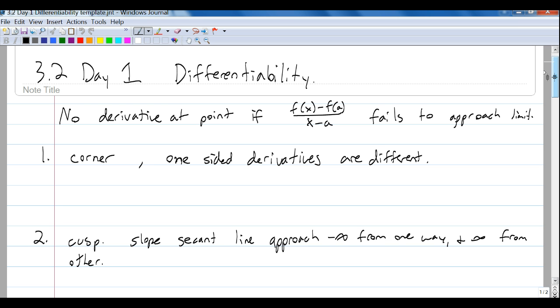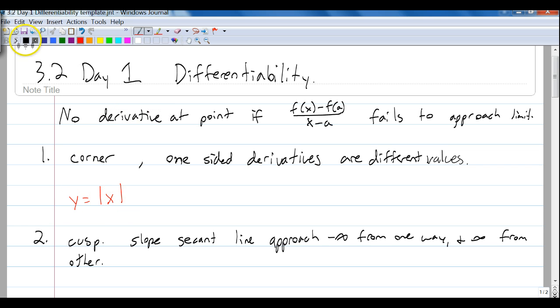You can have a corner, which means that the one-sided derivatives are different values. I'll write that in. They're different values. An example of that can be a y equals absolute value of x graph. There we go. Alright, so y equals absolute value of x.